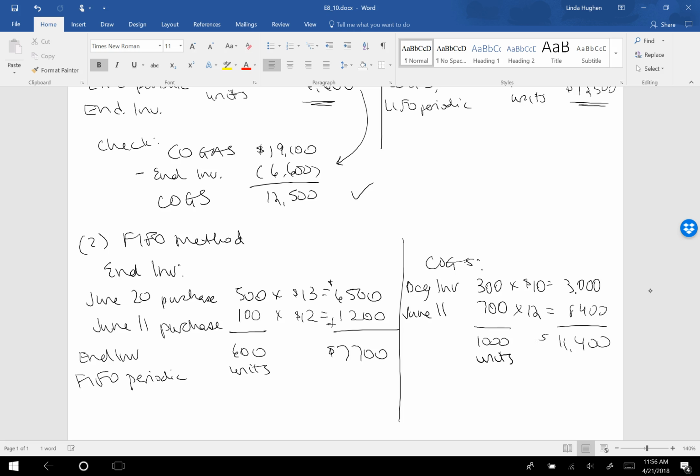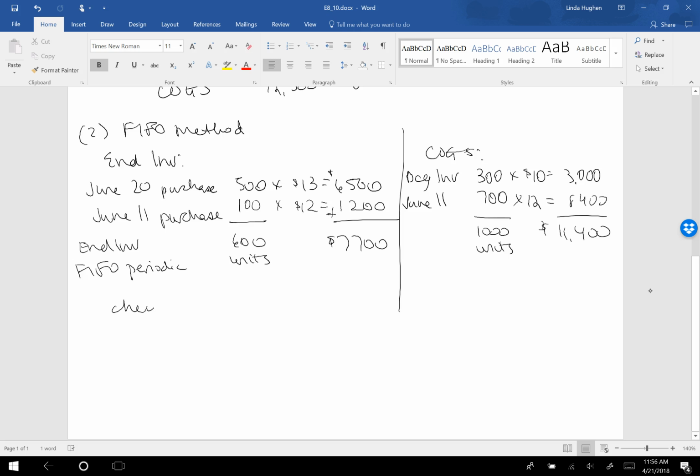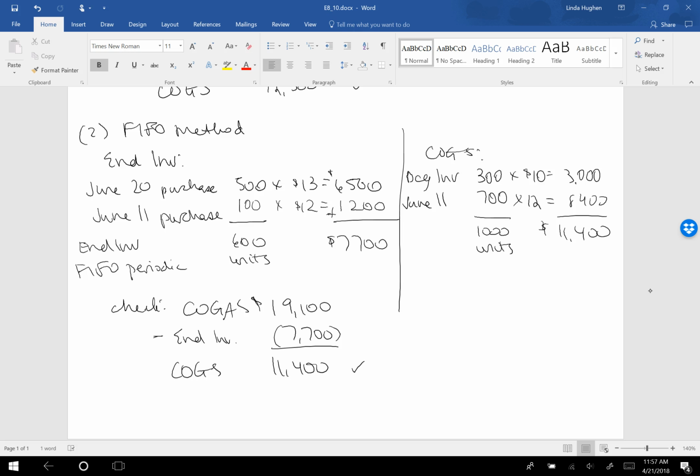And the cost was $11,400. We can check this again by saying our cost of goods available for sale of 19,100. From this, we can subtract either the ending inventory or the cost of goods sold, and we should come back to the other number. So if I subtract ending inventory of 7,700, I will get to my cost of goods sold of 11,400. Looks good. Now I can move on to part B.